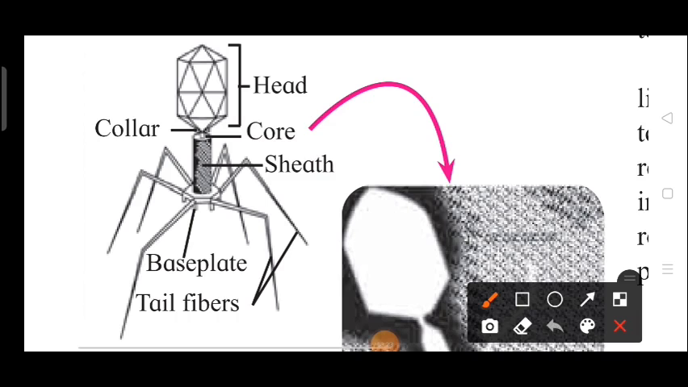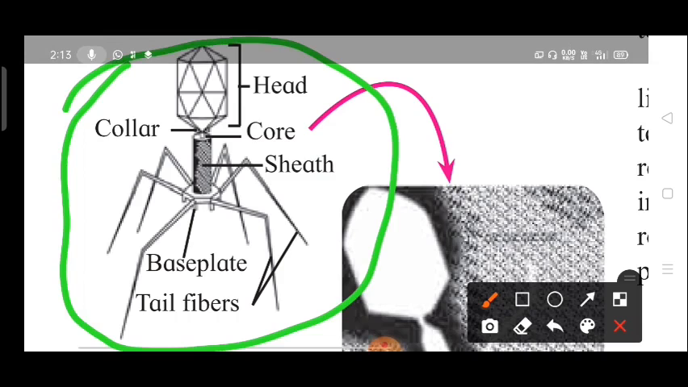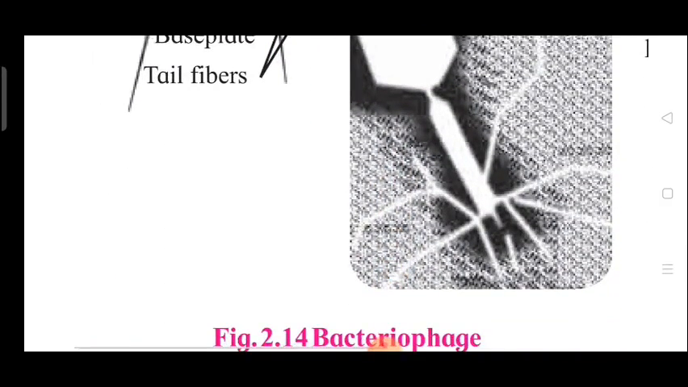If we see the structure of the virus, this entire structure is the virus. This is its head, and this is its collar, which is the connection between the head and the sheath. These are the tail fibers, and the plate is called the basal plate, from which the tail fibers arise. This is a typical structure of a bacteriophage.